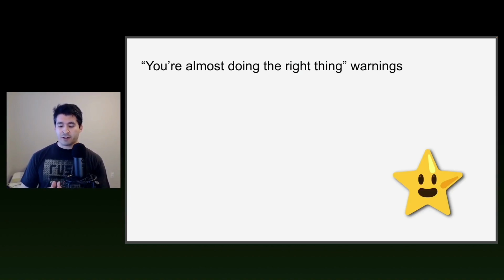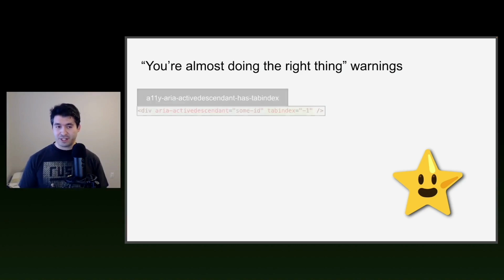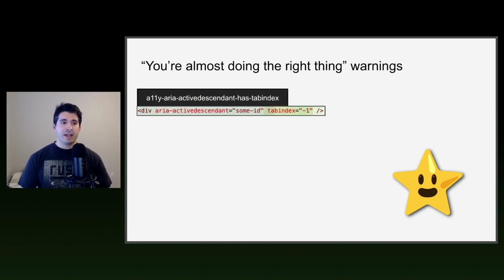So I'm going to categorize the remaining 18 or so warnings into 3 broad categories. The first category is the "you're almost doing the right thing" warnings. The first one is ARIA active descendant has tab index. If you have an active descendant element, such as in a combo box, just be sure to give it a tab index. There you go.